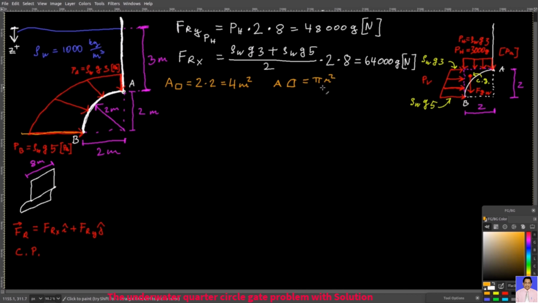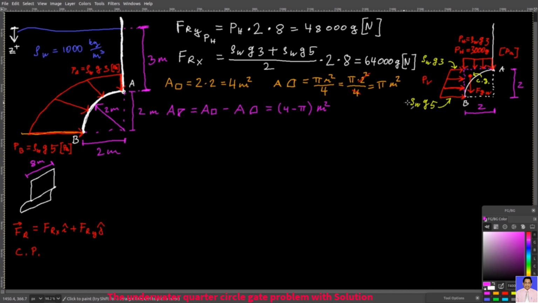It's pi r squared, which is the area of a circle, divided by 4. So you have pi times 2 squared over 4. And so what you will find is that you will have pi meters squared here. And now the area of this block of water, this one here, is the area of the square minus the area of the quarter circle, and it's going to be 4 minus pi meters squared. So that's the area of this pocket of water.